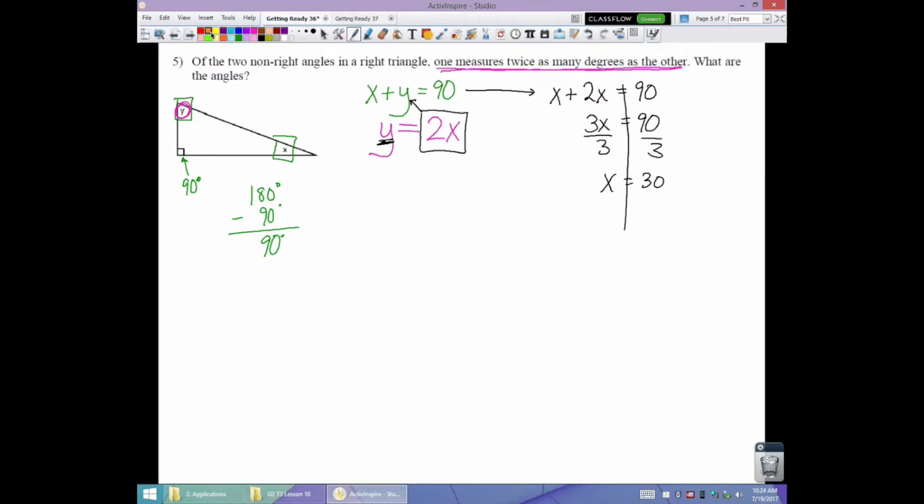So this smaller angle here is 30 degrees. Substitute that number back in the box. 2 times 30 is y, so that's 60 degrees. So y is 60 degrees. Those two do add to 90, and one of them is twice the other.